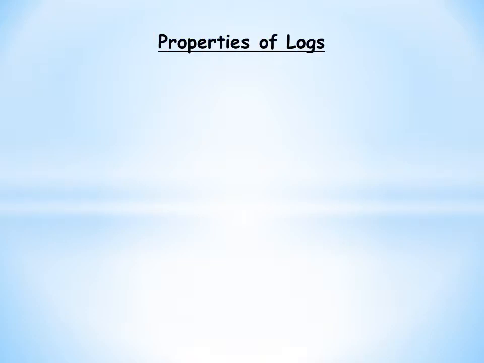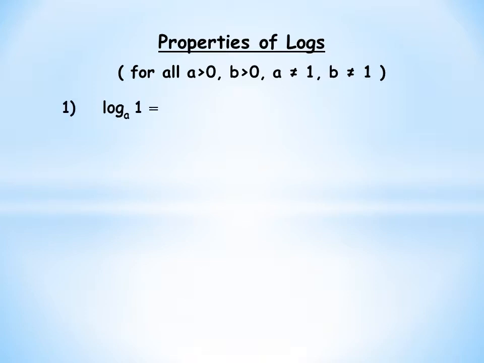Okay, today we're going to talk about properties of logs. And this is going to be for these restrictions, and this just means that the log will be able to be evaluated. These properties will help you evaluate logs a little bit quicker. So the first property is if I have log with some base that we'll call a of 1, that is always going to equal what?